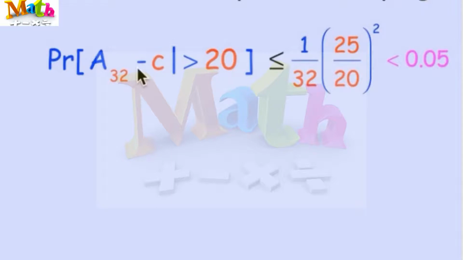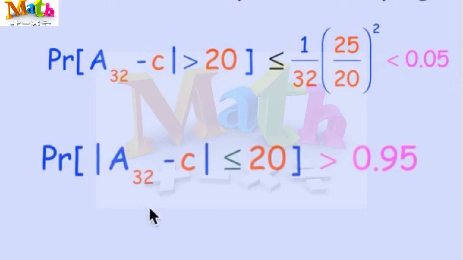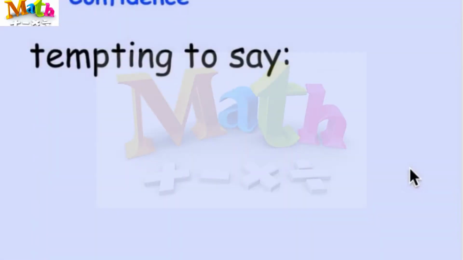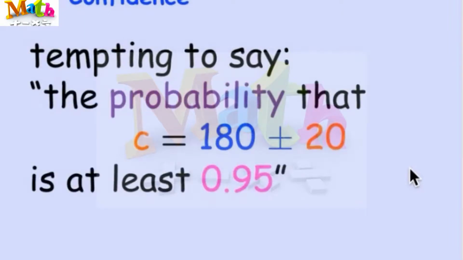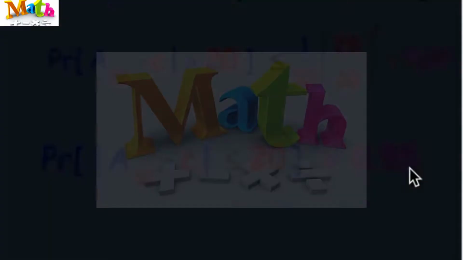When I do that, I come out with a calculation that says the probability that my average minus C was greater than 20, that my A32, which we said was 180, was more than 20 away from the truth, is less than 0.05. Or flipping it around, the probability that my average is within 20 of the truth is greater than 0.95. And so we would like to say now that the probability that the unknown C is the 180 that we measured for A32 plus or minus 20 is at least 95%. That seems to be what the theorem told us.